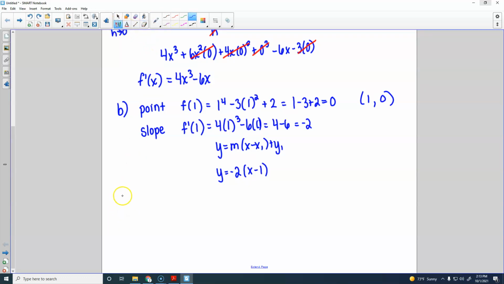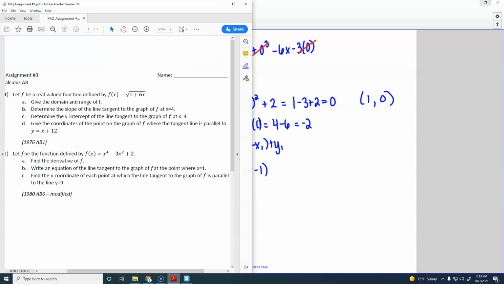So, C. C is not so bad once you realize what it's asking. Okay, so for C, we are supposed to find the x-coordinate of each point at which the line tangent to the graph of f is parallel to the line y equals 9.